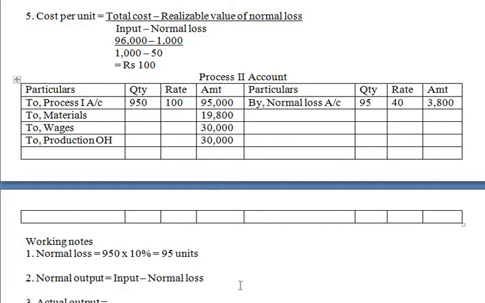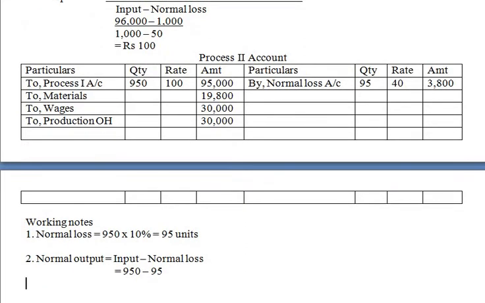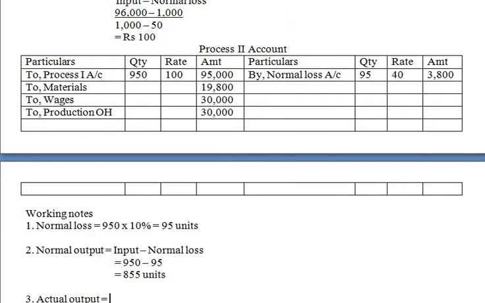Okay, now actual output they have given. So find out normal output. Input is 950 minus normal loss is 95. That is equals to 855 units. Okay. Now here in the problem they have given us the actual output. So the actual output is 840 units.